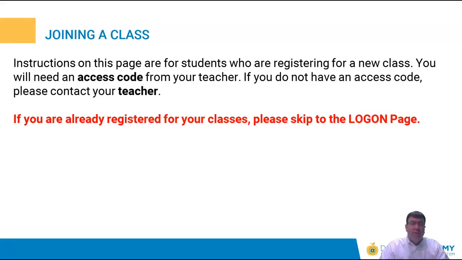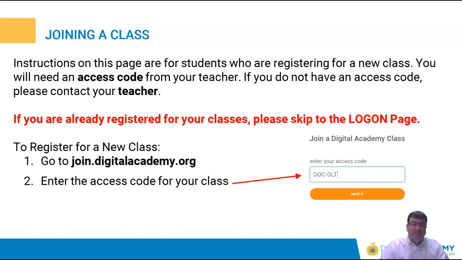First of all, if you have not used the Digital Academy before, you will need to join a class. You can do this with an access code that is provided by your teacher. If you've been given an access code and have not joined a class, please follow these steps. If you don't have an access code, contact your teacher. If you've already joined, or if you use the Digital Academy as your gradebook and for assignments, then you can skip this step and go straight to the login.